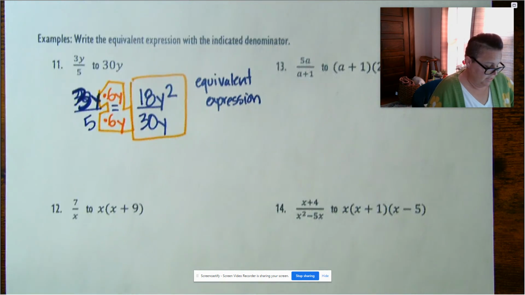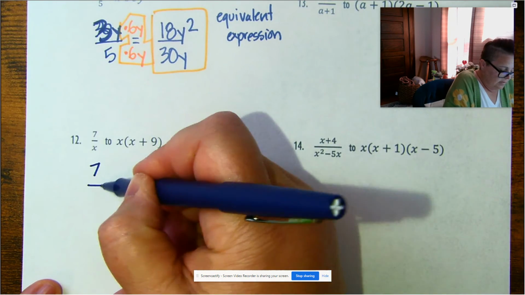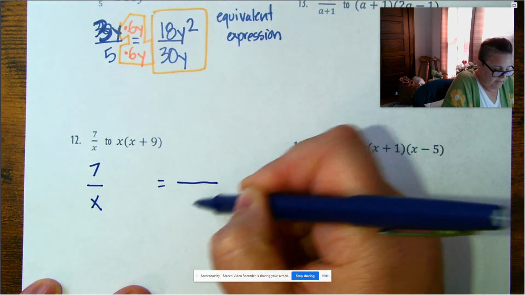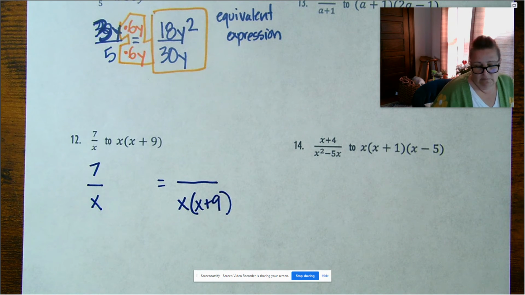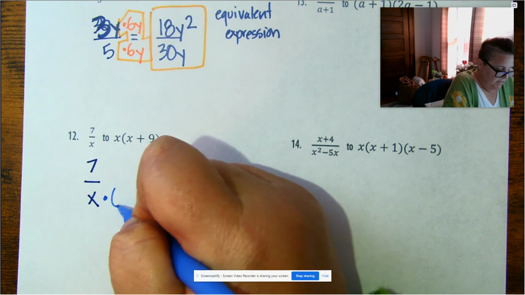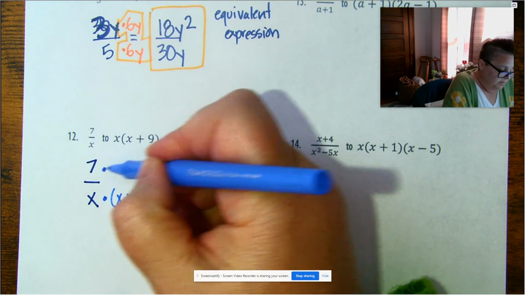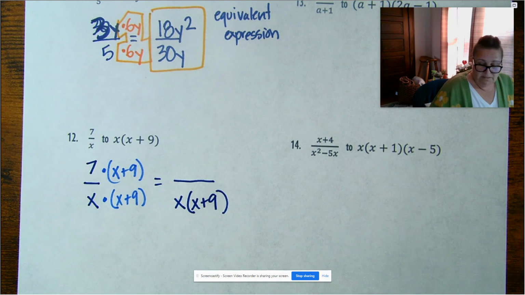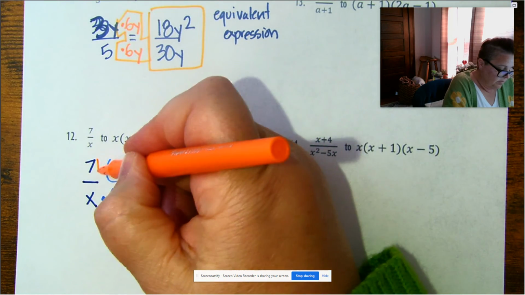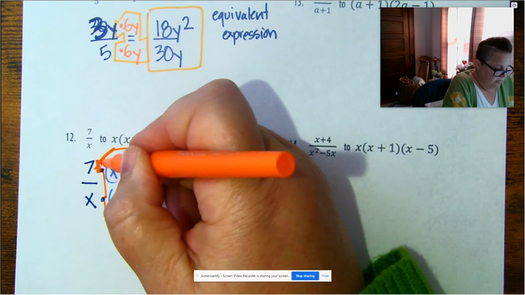All right, let's try number 12. Here we've got 7 over x, and we want to build this so that the denominator is x times x plus 9. Well, to do that, I need to multiply this denominator by x plus 9. What I do to the denominator, I must also do to the numerator, because I want to maintain the idea that I'm multiplying by 1. There's my big old chunky 1, right?